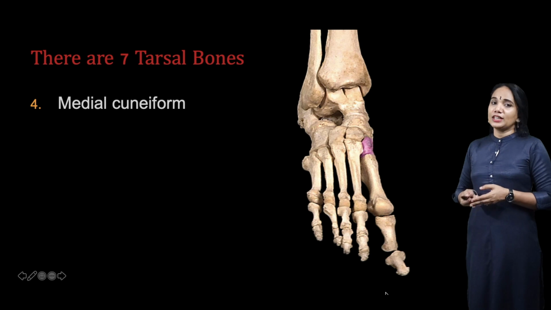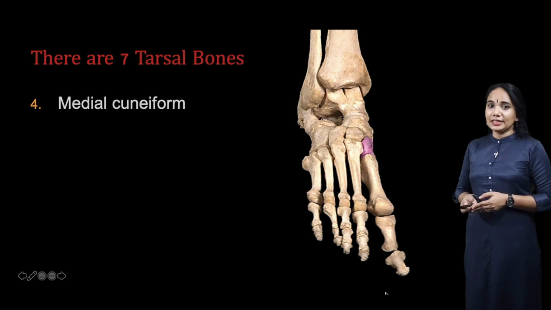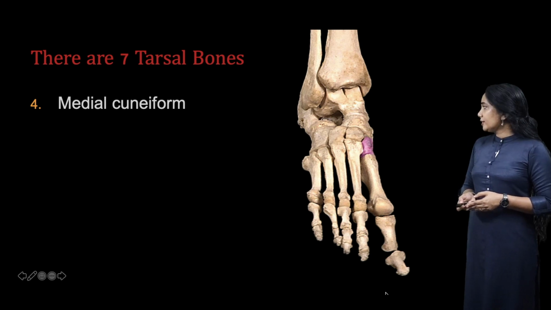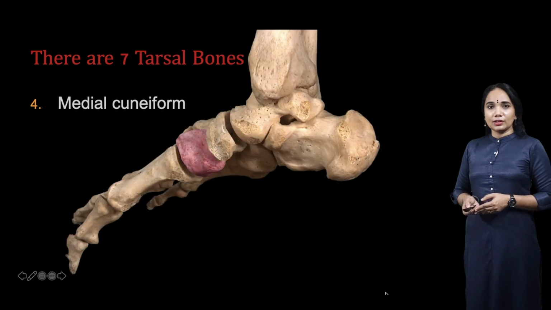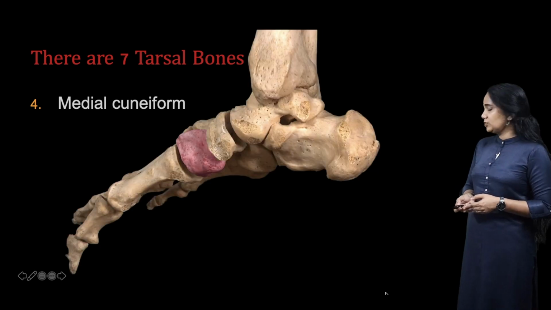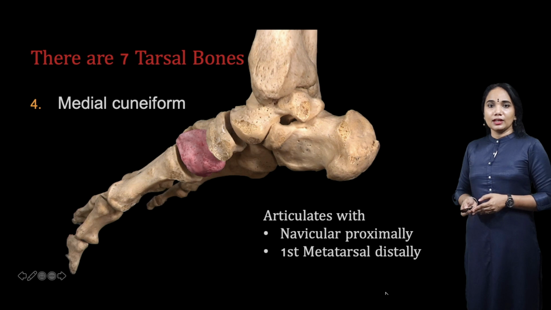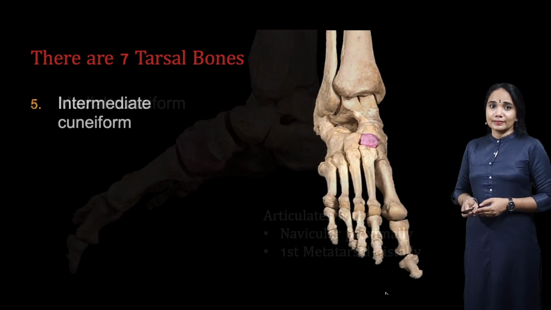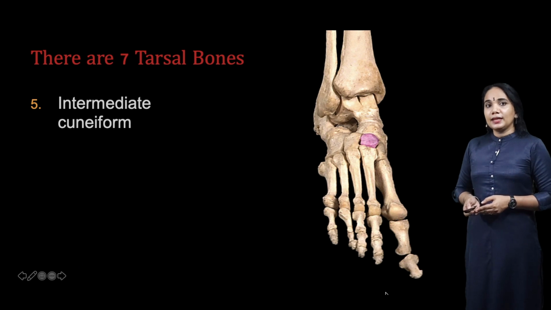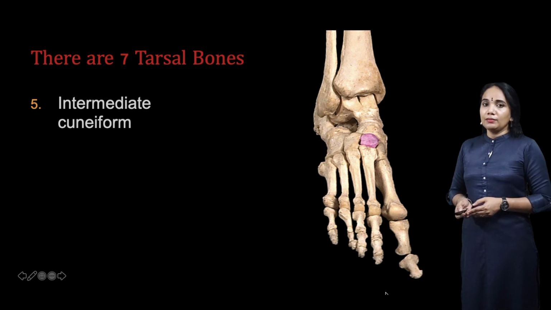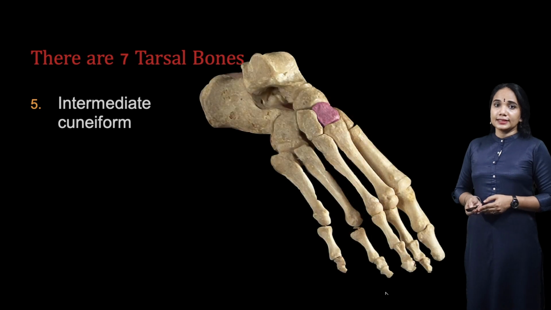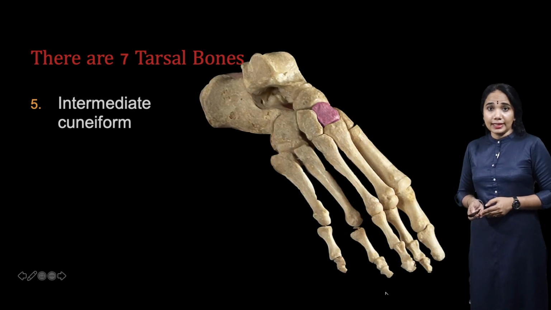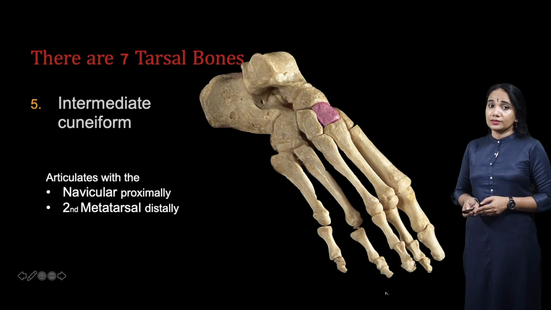bones next. The first one that we'll be seeing is the medial cuneiform over there. It articulates proximally with the navicular, as is more obvious in this view, proximally with the navicular and distally with the first metatarsal. The intermediate cuneiform lies lateral to the medial cuneiform, and this bone articulates proximally with the navicular again, but distally it articulates with the second metatarsal.